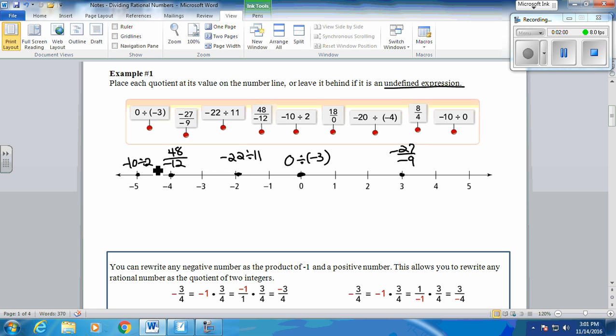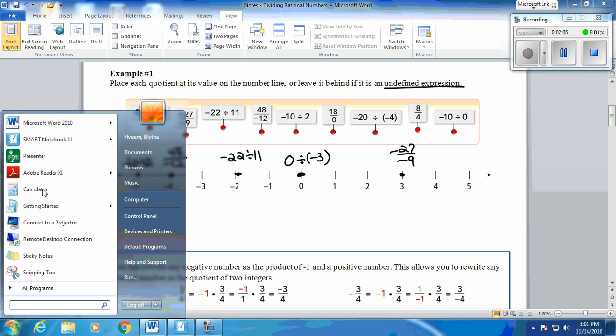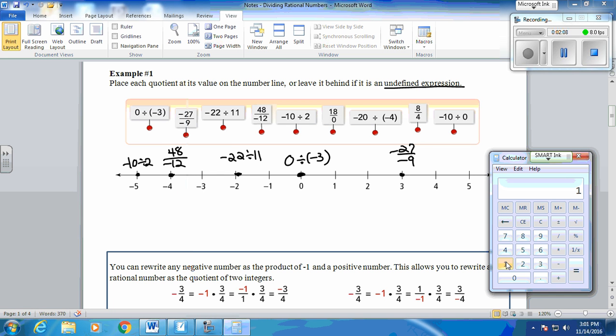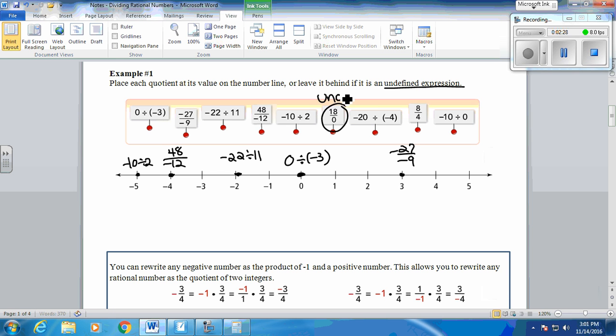18 divided by 0. Now, what I'd like you to do is, if you get a calculator, I know you're not supposed to have one, but I'll show you here. If you do 18 divided by 0, your calculator will say many things. Some of it will actually say cannot divide by 0. Some will say error. Some will say not valid. But it is not an answer. It's undefined. So I'm going to circle this one and write undefined. You cannot define dividing a number by 0. It's not logical.